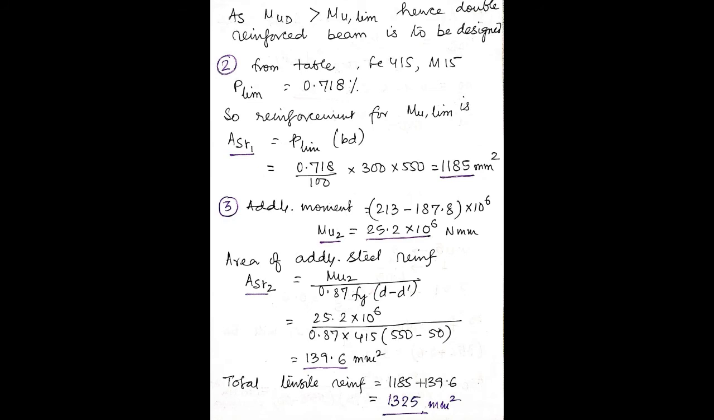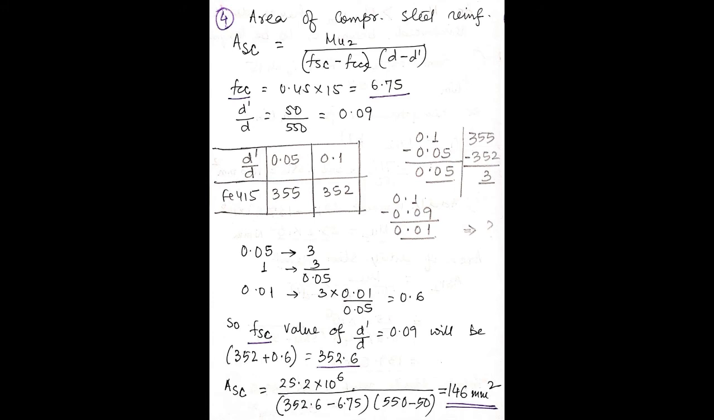Now understand this, the total tensile reinforcement will be Ast1, that is the basic requirement. Even if we go for a single reinforced beam, we go for that Ast1, but for the double reinforced beam we are going for this extra area, that is Ast2. So what will be the total requirement in the tensile zone? That will be 1185 plus 139.6, that gives us 1325 millimeter square.